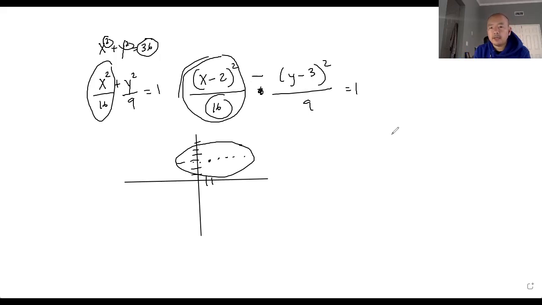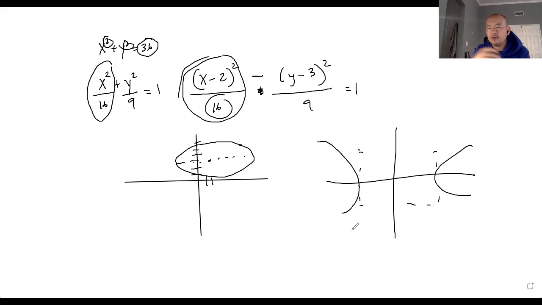So we know that in a hyperbola, you're going to have to draw that box, right? And then it's going to be going this way and this way. Hopefully you learned that in the last lesson.